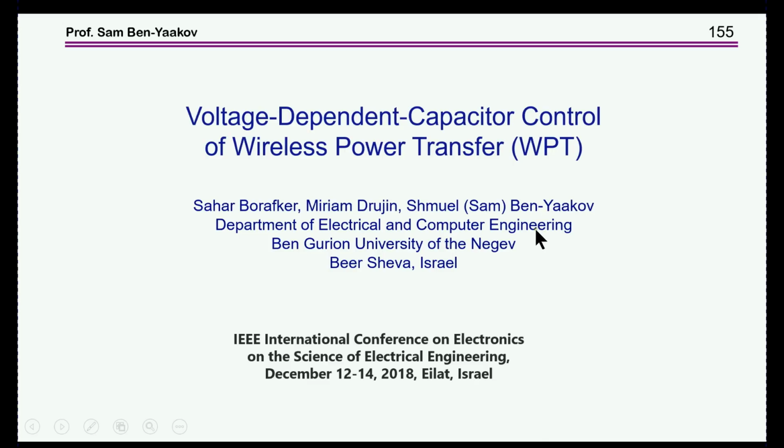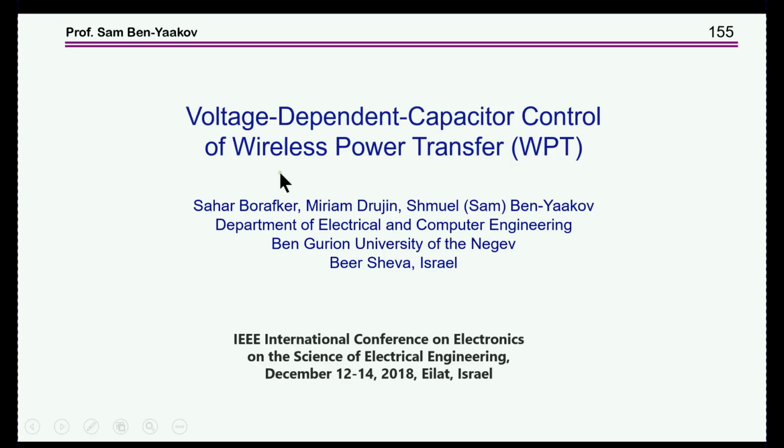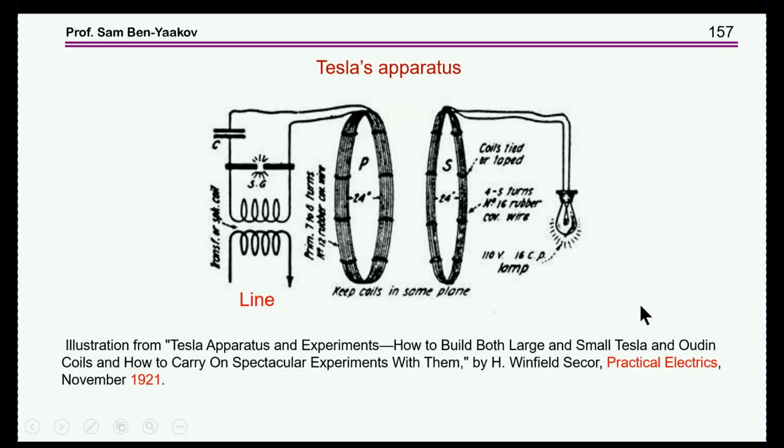Okay. Now, again, we have another application, which I think has very high potential for being very useful, and that is wireless power transfer. Now, what is wireless power transfer? This idea was actually brought up, or invented, you might say, by Tesla 100 years ago. This is a picture from Do-It-Yourself magazine from 1921. And it shows how to build at home the wireless power transfer of Tesla.